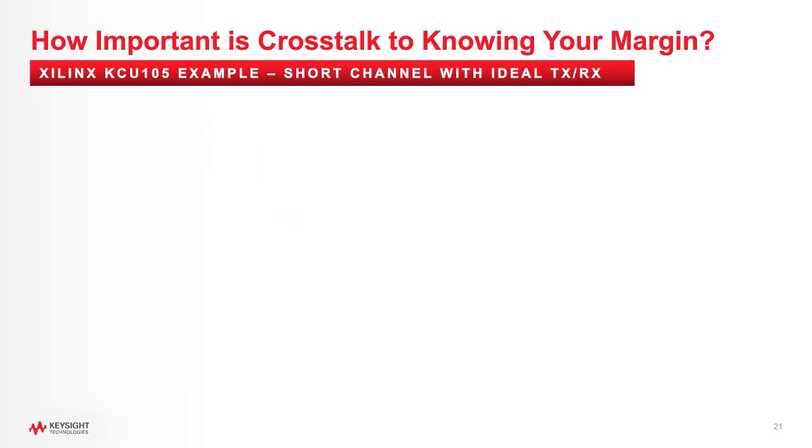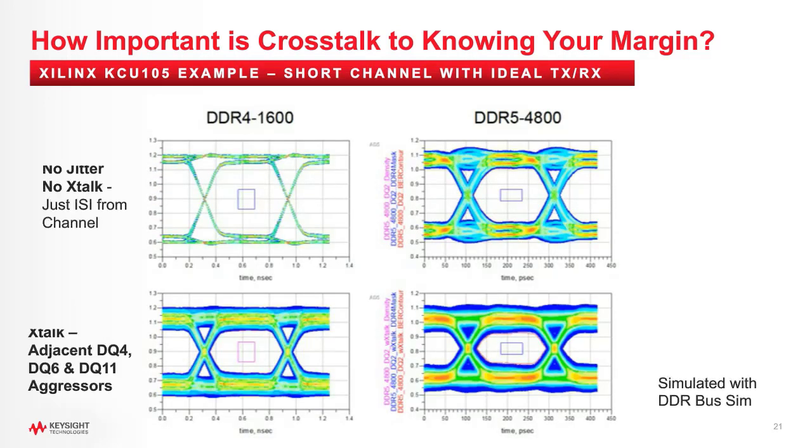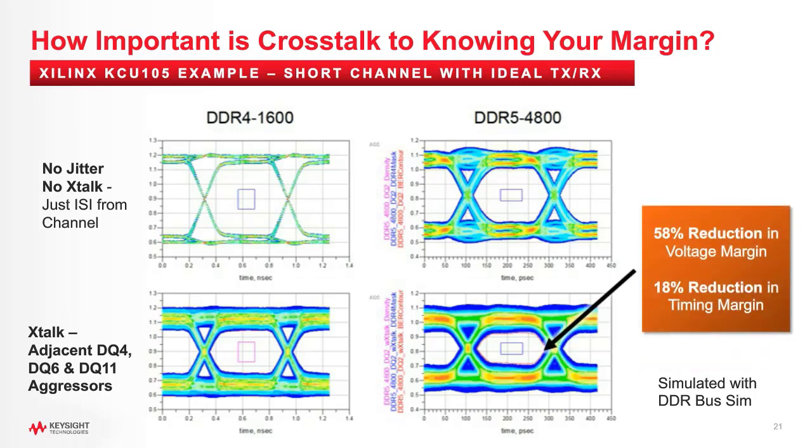So then if we take a look at putting the channel into the DDR bus simulator, you can see that at DDR4 1600, again, we have no jitter and no crosstalk, just ISI from the channel. And then if we turn on the adjacent neighbors as aggressors, with no jitter, just crosstalk, we see how much additional jitter and additional noise is added into our signal. That actually equates to a 58% reduction in voltage margin and an 18% reduction in timing margin. And again, these were simulated with a DDR bus sim.